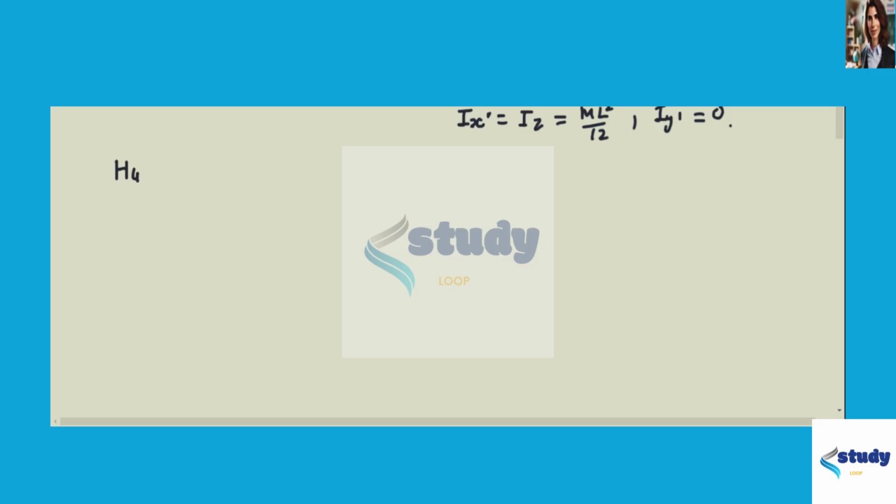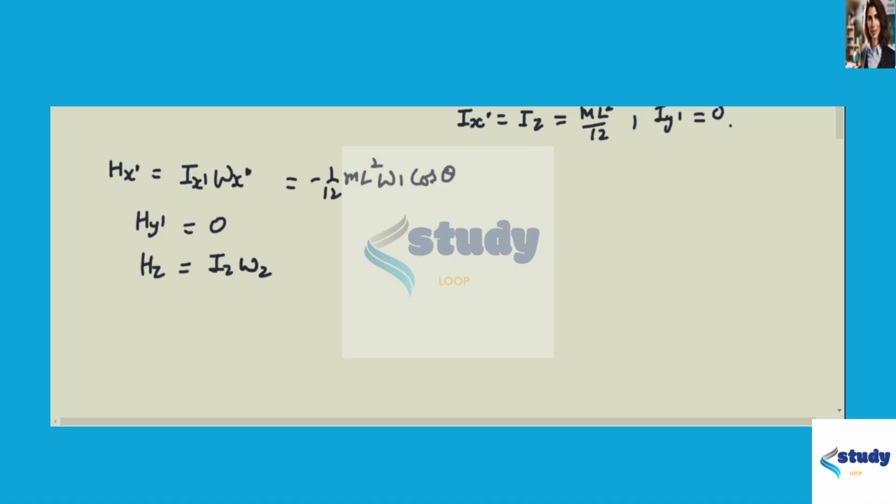So angular momentum of the slender rod about G, we can write I x dash omega x dash i cap. Just a moment. Calculating first in the component form, then we will solve it. So angular momentum about x dash will be I x dash omega x dash, 1 by 12 m l square omega 1 cos of theta. H y dash is equal to 0. Hz is Iz omega z, that is 1 by 12 ml square omega 2.